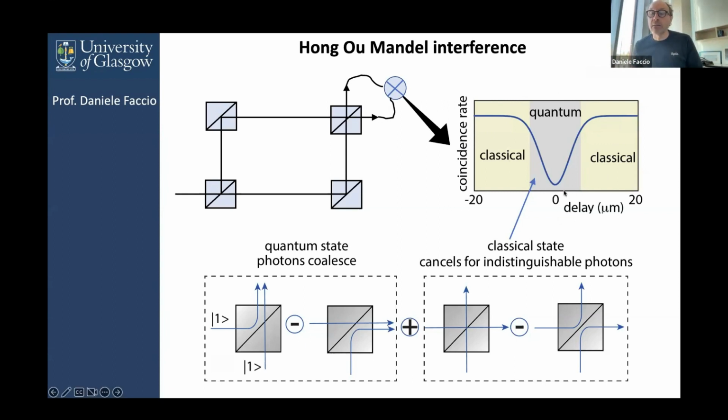So I have this Hong-Ou-Mandel interference dip, sometimes referred to as photon bunching. I will also sometimes use the terminology of G2 interference.